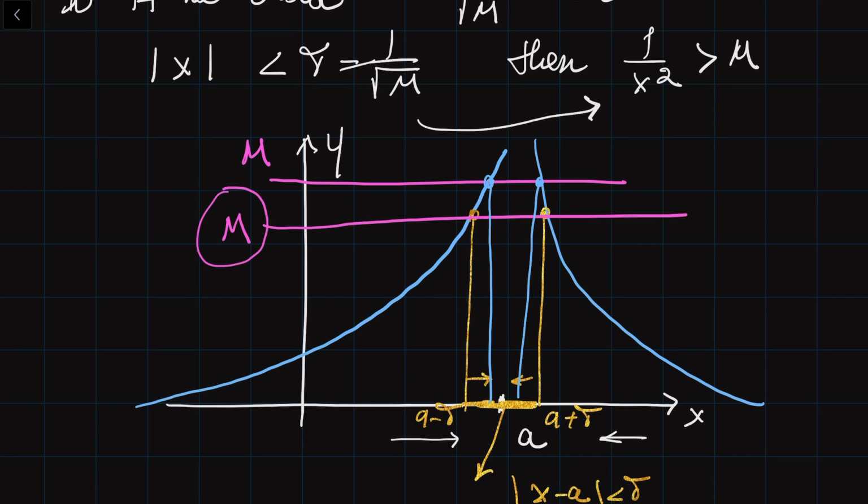So this is the meaning of the infinite limit. You can always figure out the value for delta so that your function's value becomes greater than any M you choose. So here are the two examples which demonstrate how we need to prove the limits of functions when the limit is finite and when the limit is infinite.